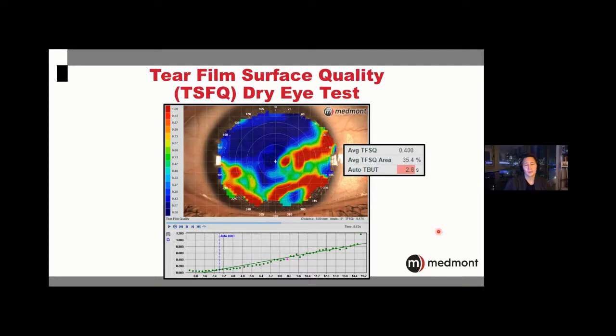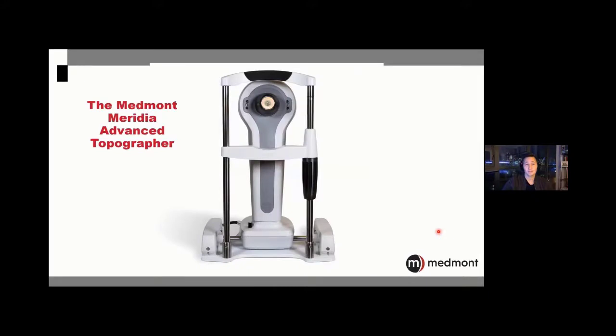So your Medmont Meridia that is used for topography, used for contact lens disease assessment, can also be used in your dry eye practice. And that's just one of the many things that the new instrument will do. Well, have a look at the patient side of the instrument. For those of you who've used a Medmont in the past, the Medmont E300, you're familiar with the appearance of the cone and the rings that reflect off the cornea.